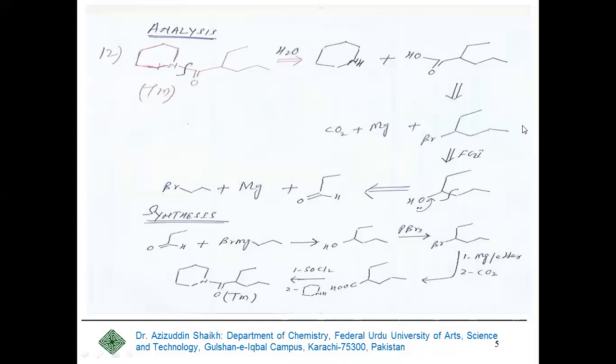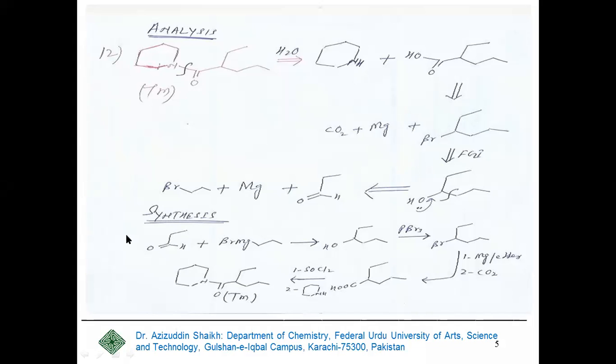This is the carboxylation step. By FGI, this bromide is converted into an alcohol group. Further disconnection, again, the alcohol will be disconnected into alkyl magnesium halide and carbonyl compound. There are two or three approaches. You will convert carbonyl into alcohol by FGI, and you will disconnect the alcohol into alkyl magnesium halide and carbonyl compounds.